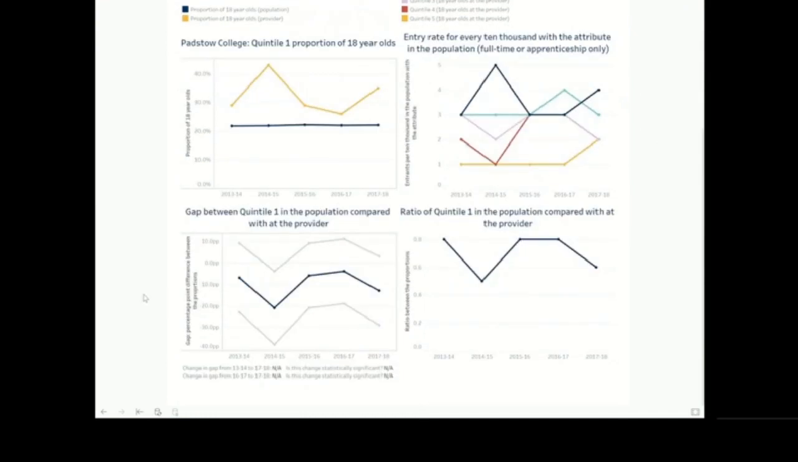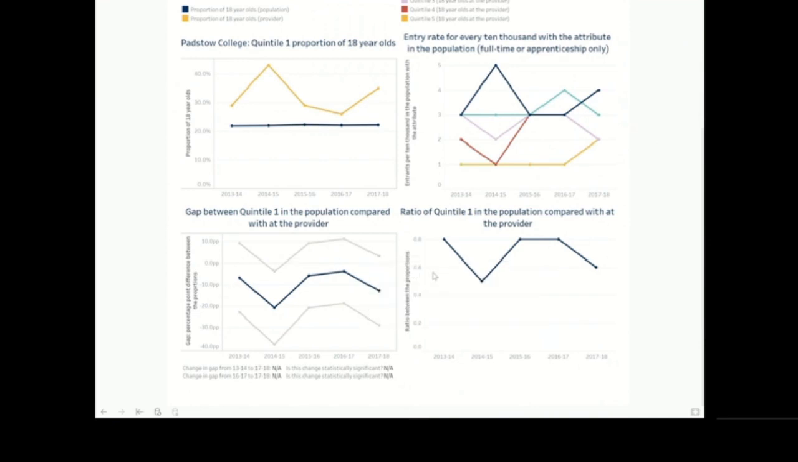Underneath this, the chart at the bottom left shows the gap in proportion of 18-year-olds in the population and 18-year-olds at the provider with the selected attribute. We have a blue line showing the percentage point gap and the associated confidence intervals. This is always the proportion in the population minus the proportion of the provider. So a positive gap means the proportion in the population is higher, and a negative gap means the proportion at the provider is higher.